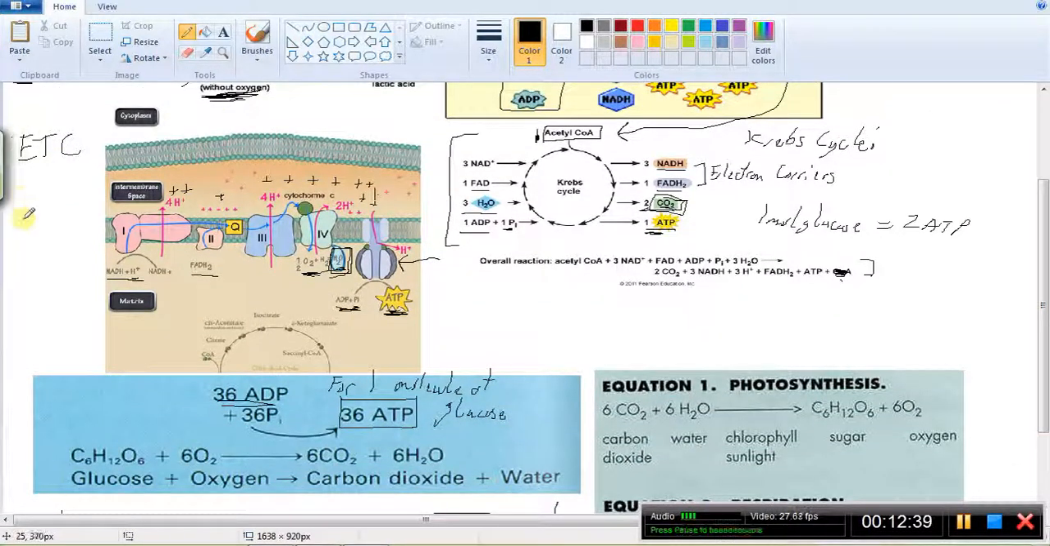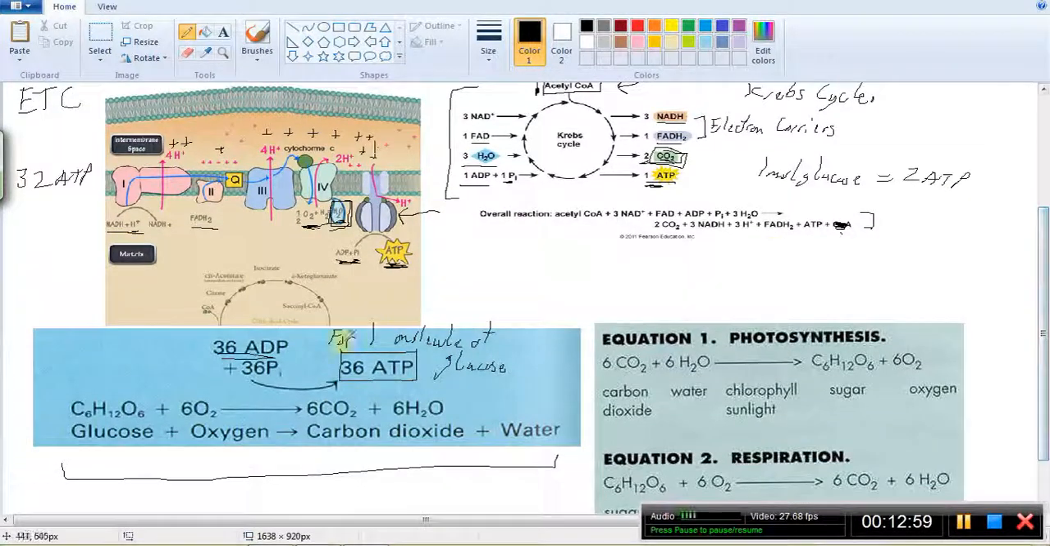And then the electron transport chain, for every molecule of glucose, we end up getting 32 ATP. And you don't need to know exactly how that all works out and how many electrons equal 1 ATP or anything. Just know the electron transport chain, for every 1 molecule of glucose, we get 32 ATP. So it comes up to 36 overall.